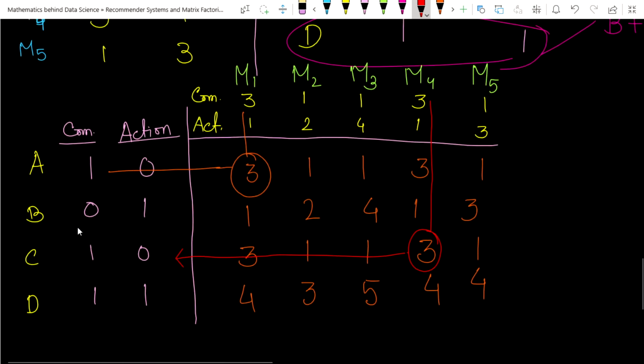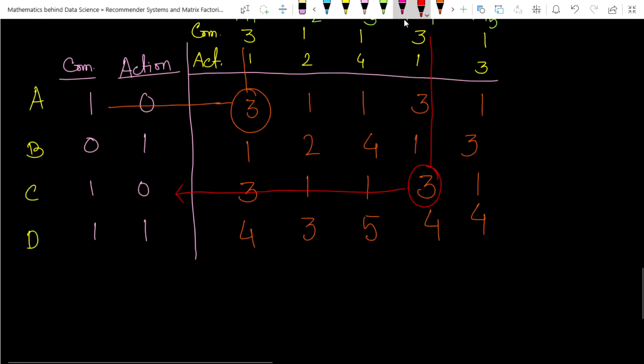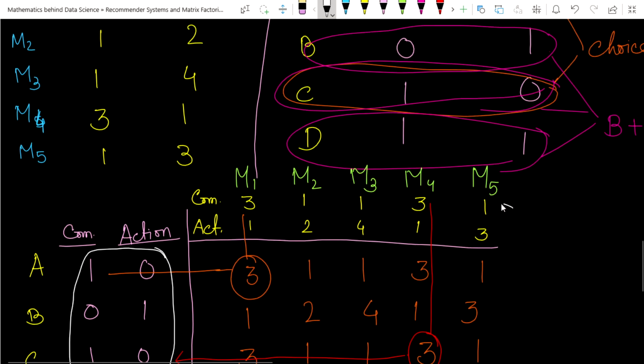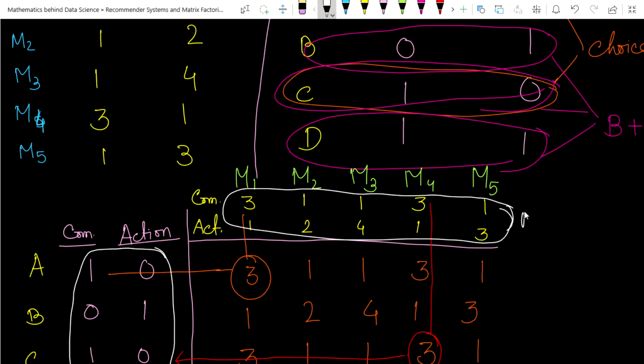These are the two matrices that we have to find. This one is called the user matrix, and this matrix that we got from this matrix is the movies.